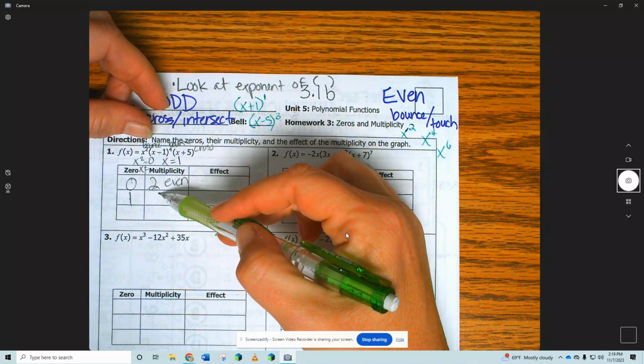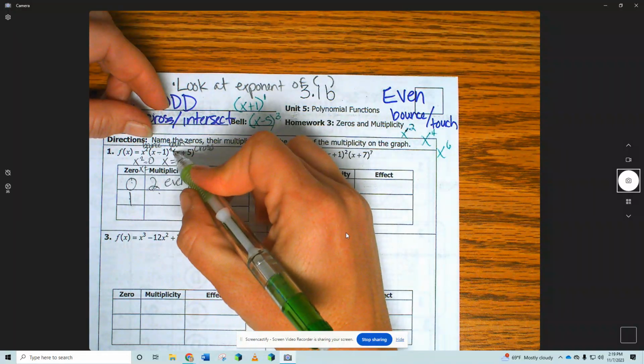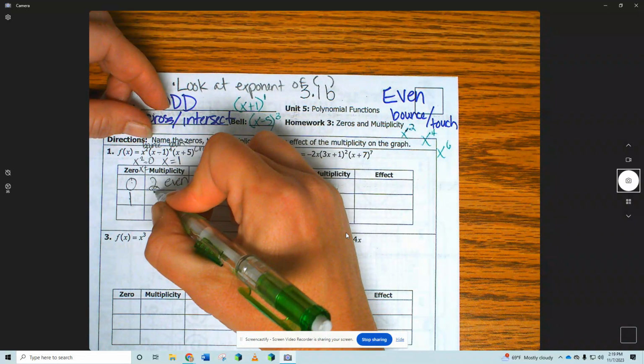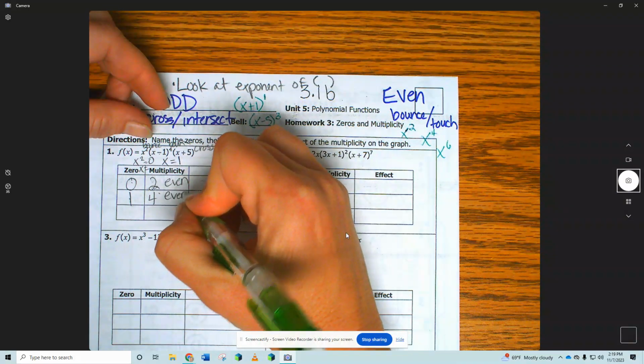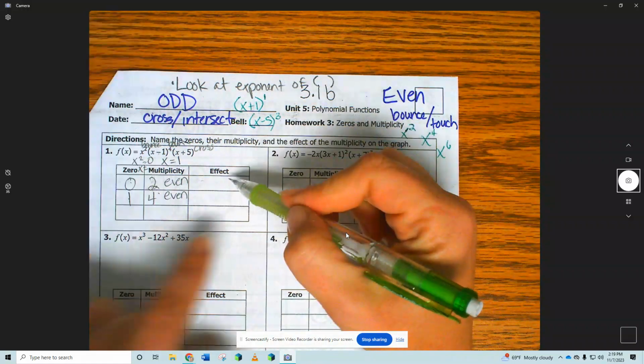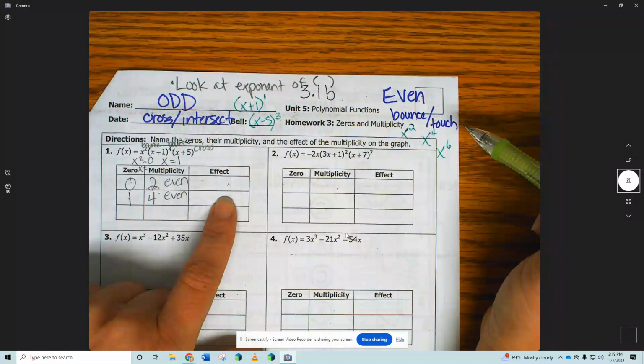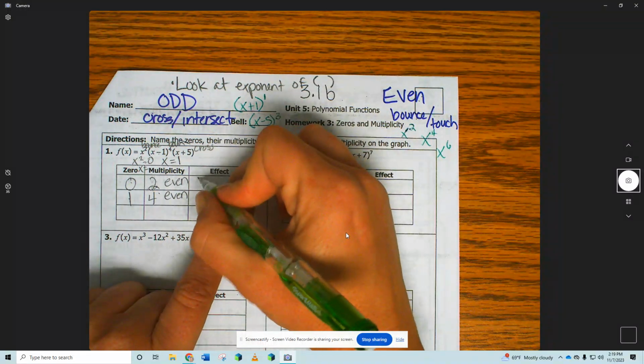Is it odd or even? The 4. My multiplicity is 4, which is even. What do evens do? On the top of your paper, what'd you write? Evens bounce.